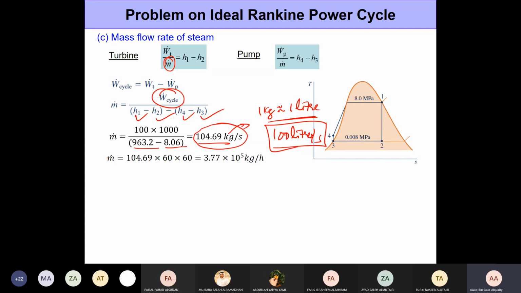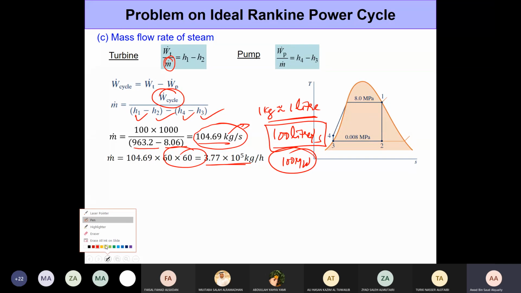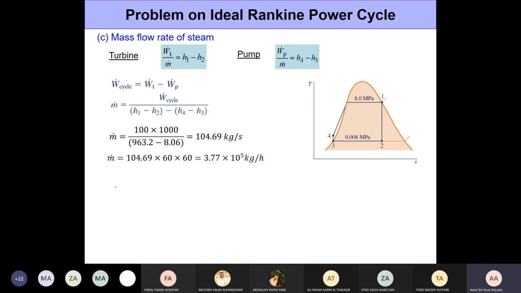So in the question, we had to provide the mass flow rate in terms of kilogram per hour. So you just need to multiply by 3,600 to do that, and this is the final quantity that we're talking about. It's absolutely a huge quantity that you're dealing with, right? So it's 3.77 into 10 power 5 kilograms per hour. So you have to pump in a huge amount of water continuously, and you need to circulate that to generate 100 megawatt power output in this particular case, right? For the temperatures given.